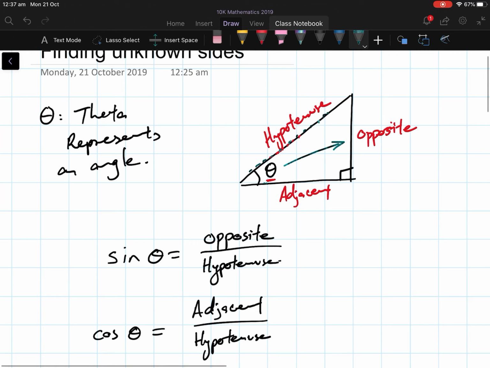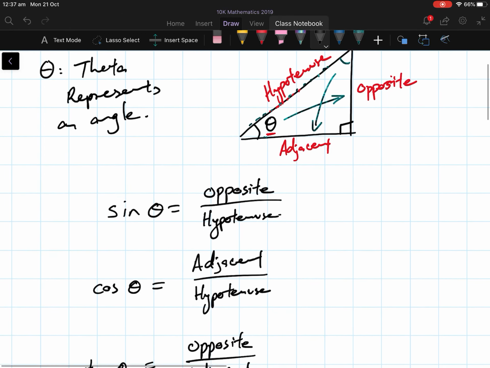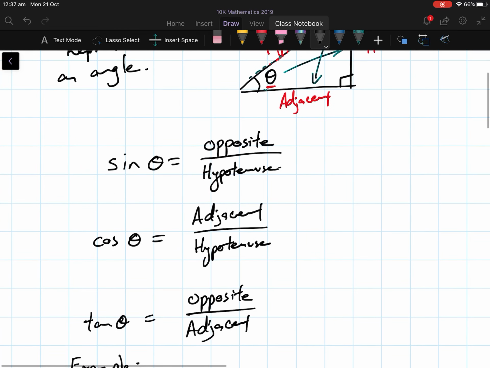Now, if my angle was up here, then the opposite and the adjacent would switch, because my opposite side is opposite that angle. But we need to look at each triangle as we go. Now, you would have seen in year 9 that there are some trigonometric ratios we've been talking about. And so this is the following.